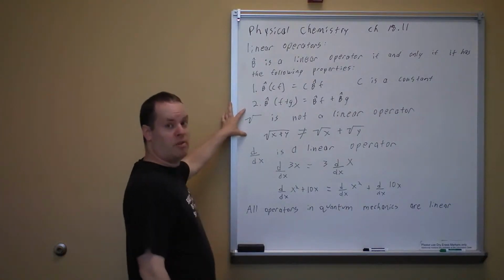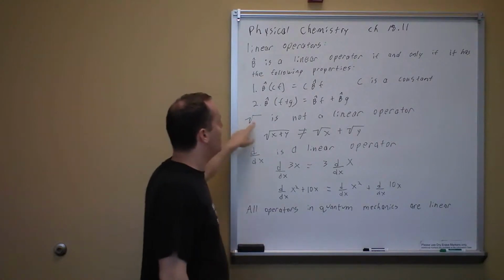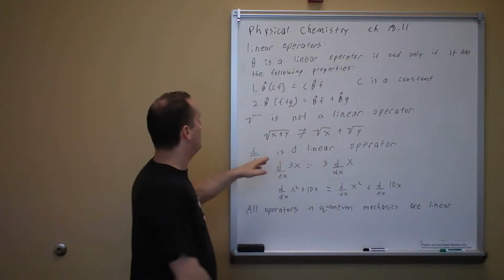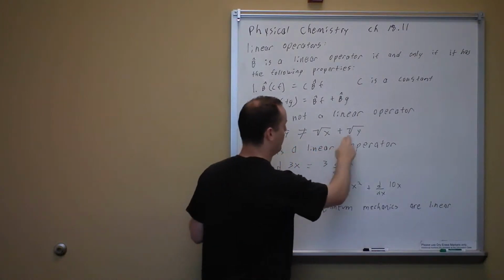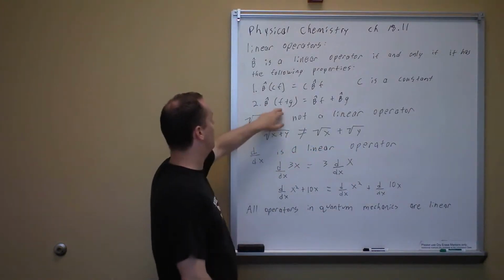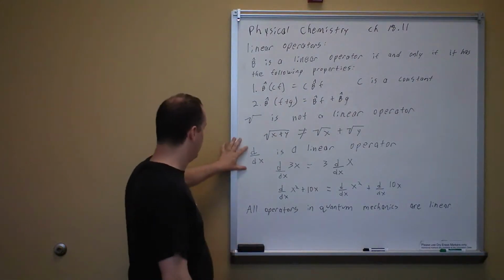Now, there are operators that are linear and there are operators that are not linear. For example, the square root is not a linear operator. The square root of x plus y is not the same as the square root of x plus the square root of y. It doesn't meet this second criterion right here. Actually, it doesn't meet the first one either, but one's enough.